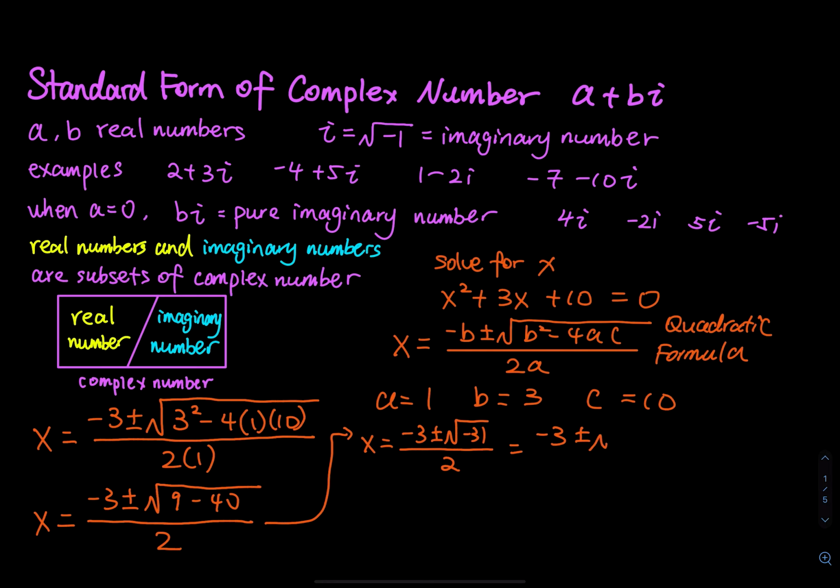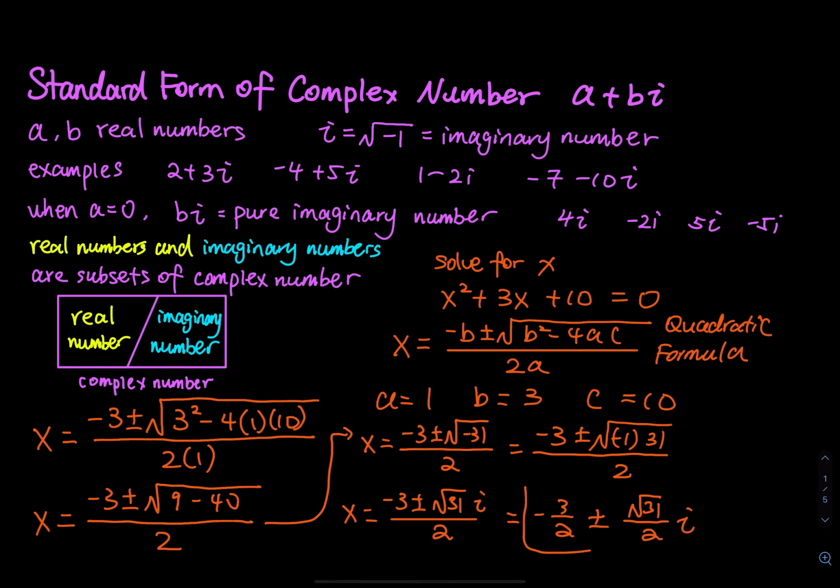We have -3 plus or minus, this is a -1 times 31, divided by 2. Since the square root of -1 is equal to i, then you write x equals -3 plus or minus the square root of 31 times i, divided by 2. To make this look like the standard form, that is equal to -3 divided by 2, one for plus, one for minus, you have the square root of 31 divided by 2, and then you put the i over here. This is in standard form of a complex number.